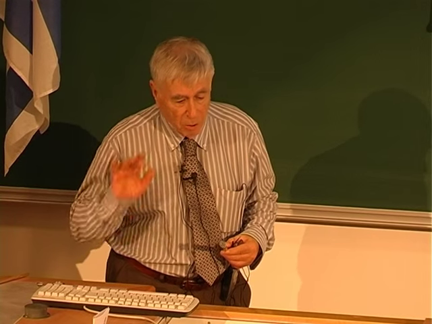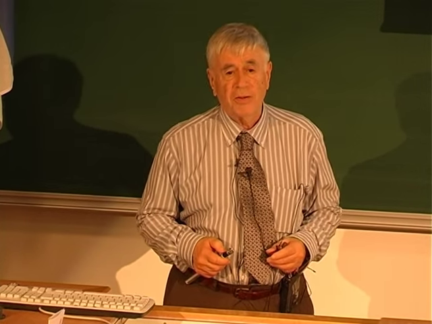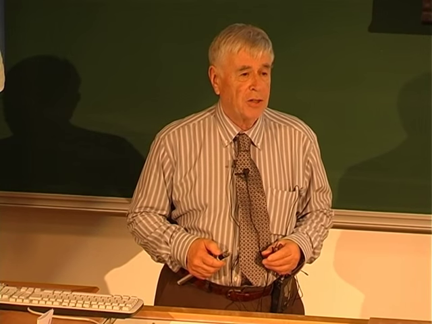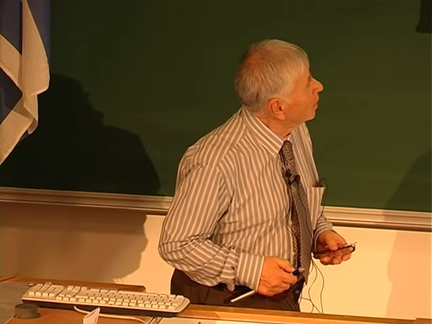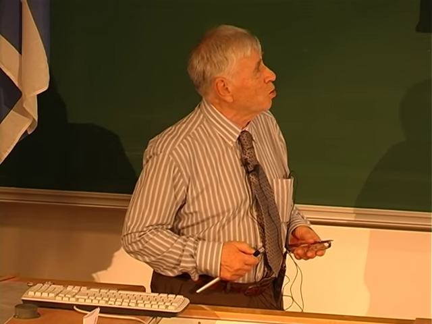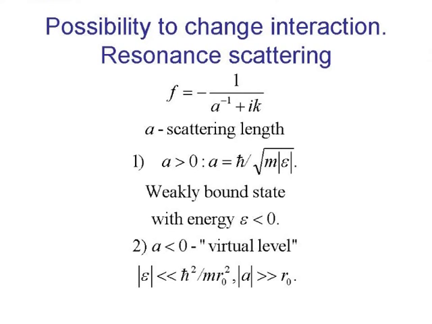The second, very important and even more important possibility is related to the fact that in the physics of cold atoms, we can tune the interaction between atoms in an arbitrary way. The reason is related to the general property of the scattering amplitude of cold atoms. Cold means in this context that the de Broglie wavelength of atoms is larger compared to the size of the interaction, to the range of the interaction potential.